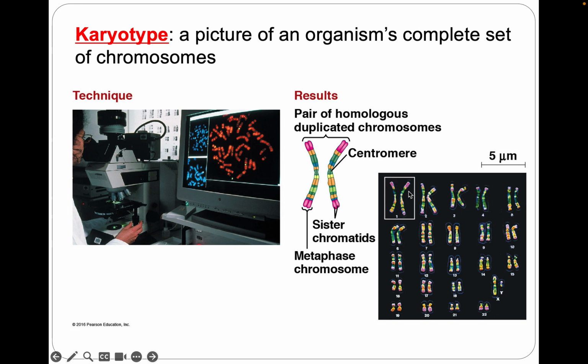Anyways, we can sort them by size, and that's how we identify and name the chromosomes. We pair them up from biggest to smallest. The biggest chromosomes we call chromosome number 1. The next biggest are chromosome number 2. The next biggest are chromosome number 3 and 4, and so on. And then we always list the sex chromosomes last.